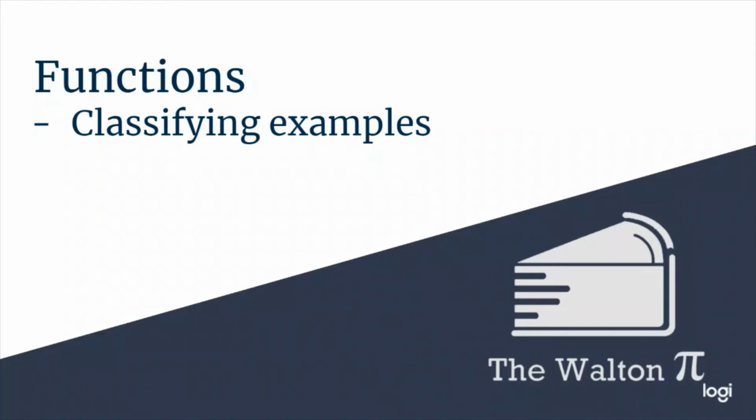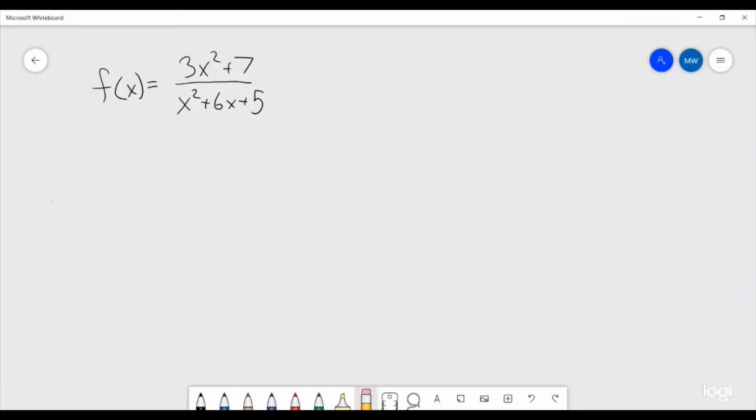Today we're going to go through some different functions and practice identifying the domain, the codomain, the range, as well as figuring out if it's piecewise, even, and odd. So we're just going to go through a bunch of different examples of each of these things. Our first function is going to be this one. f of x equals 3x squared plus 7 all over x squared plus 6x plus 5.